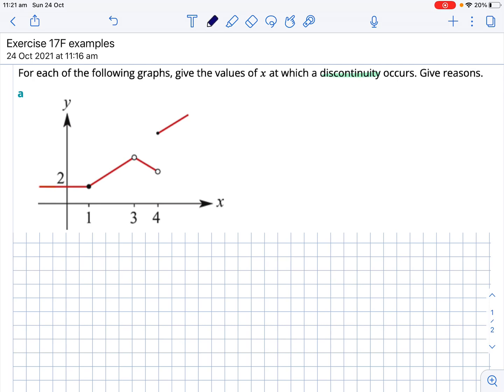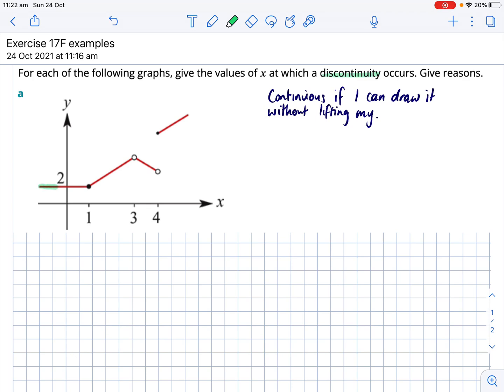It's changing a lot. And what you need to remember is that a graph is discontinuous when, actually, let's write that a different way. I'm going to say the graph is continuous if I can draw it without lifting my pen. So let's look at this graph and think, well, where can I draw it without lifting my pen?